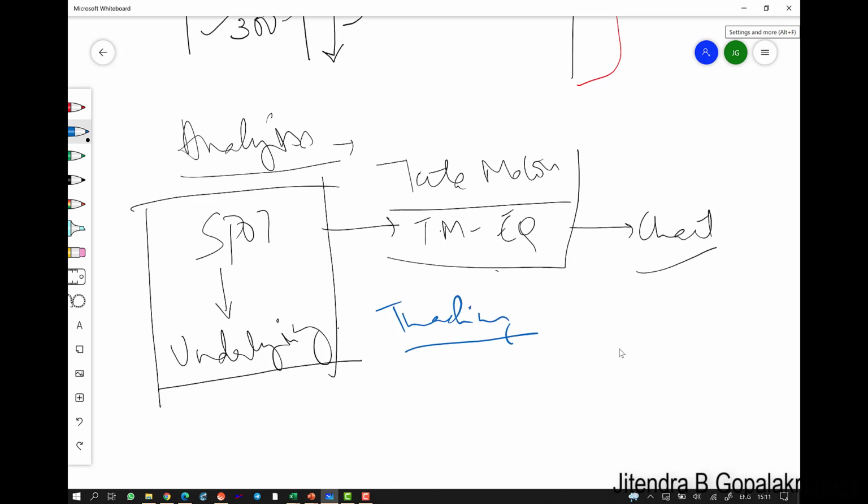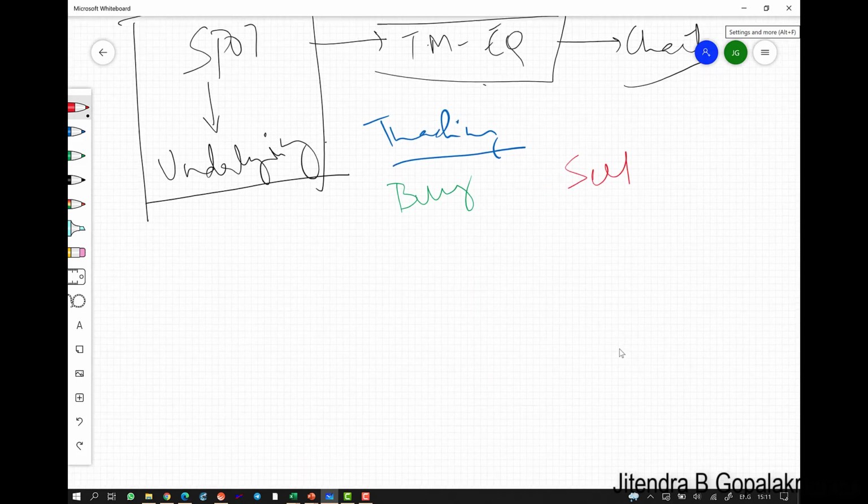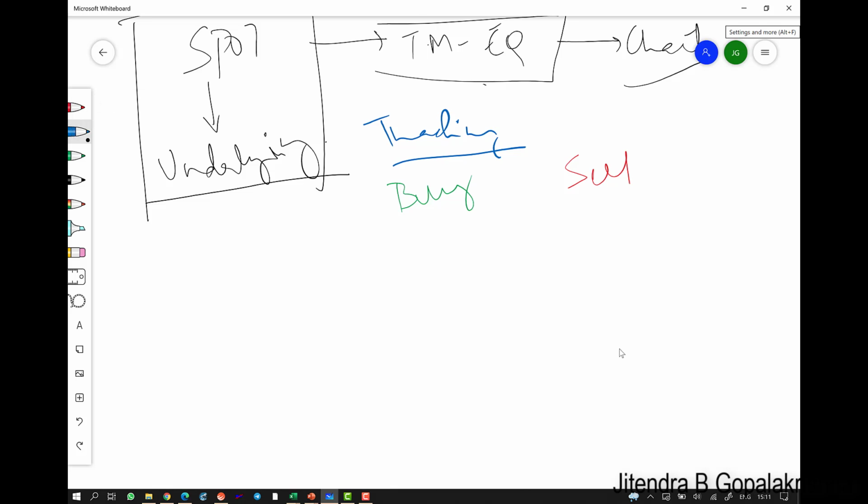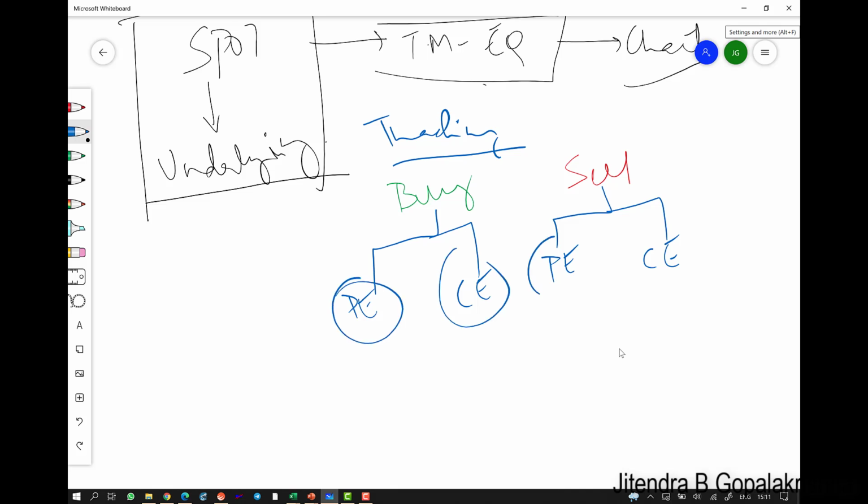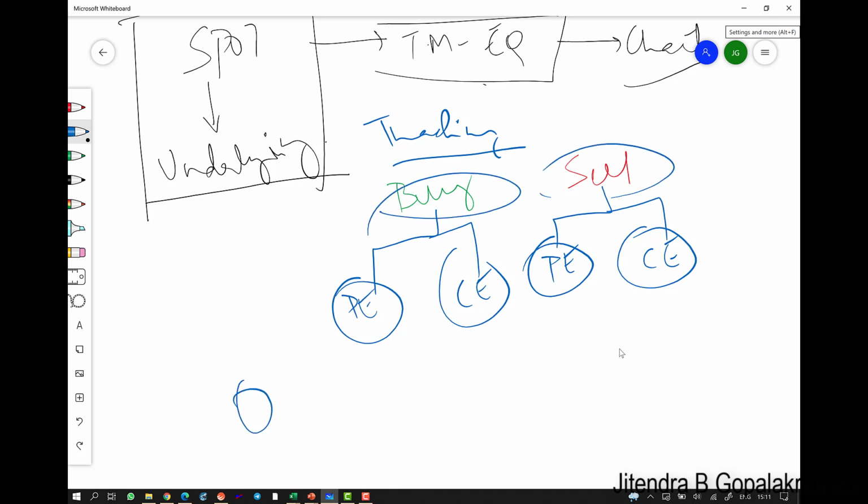The trade execution, trading, which means to buy or to sell, right? Whatever. So either if you are buying, you will buy put or call. Even selling also, either put or call. These four activities, buying of a put or call, selling of a put or call, you will be doing that in the options chart.